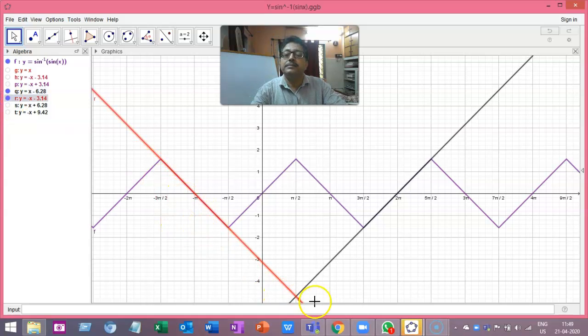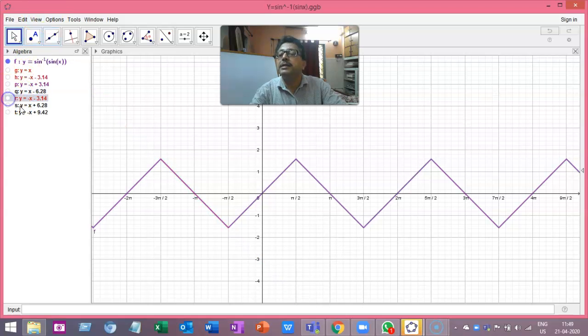Let me make this one absent, since I have done it already. Go for this one. It was like this. Next interval, it goes this manner. Actually, this part of the graph will represent the inverse function. So, in the interval minus 3 pi by 2 to minus pi by 2, sin inverse sin x is going to be x plus 2 pi. Can you remember this way? Just placing the graph will be more convenient for you.